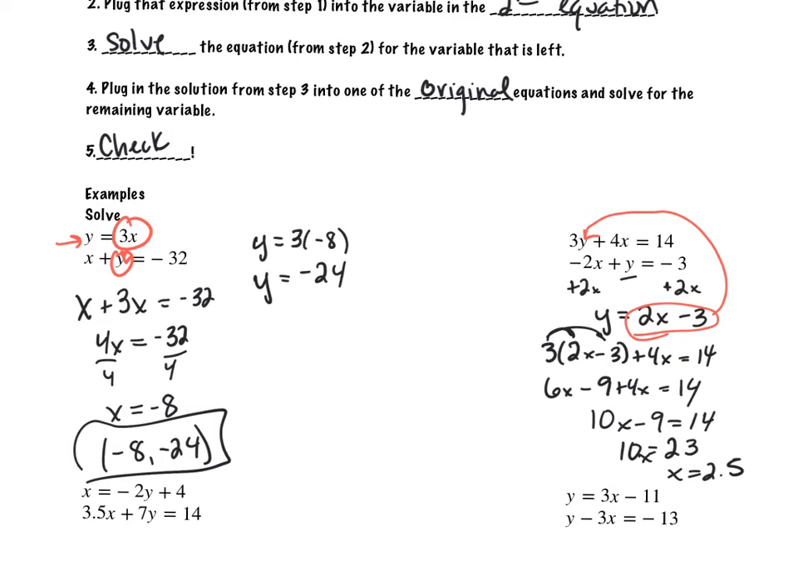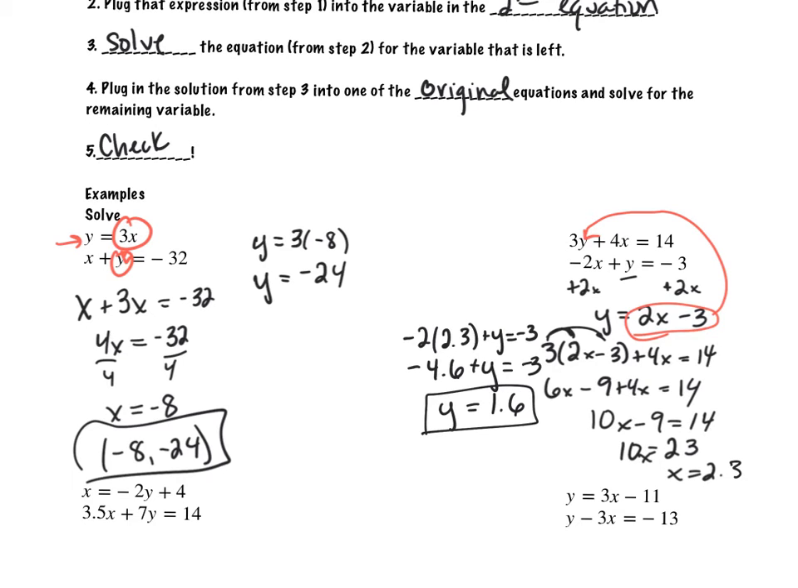And so I just want to go back up to one of the original ones and say, if I have negative 2 times, oops, that should have been 0.3. Negative 2 times 2.3 plus y equals negative 3. And I solve that. So I have negative 4.6 plus y equals negative 3. Add that, I get y is equal to 1.6. Just for the sake of time, I'm not going to go through and check that. I think you guys have a pretty good handle on how to do that.